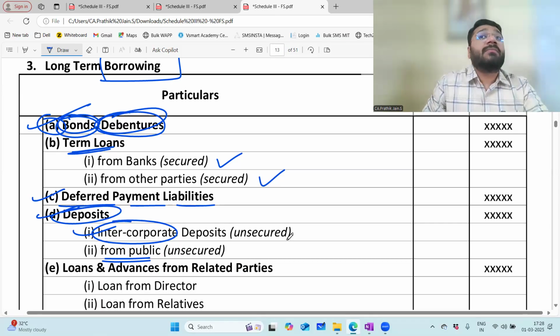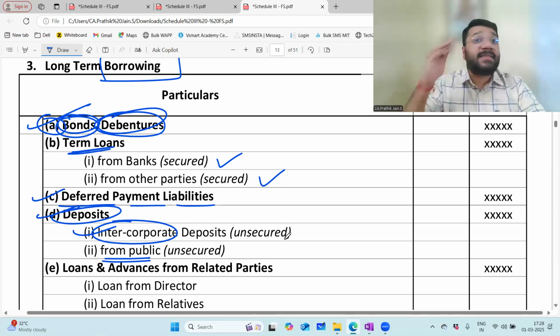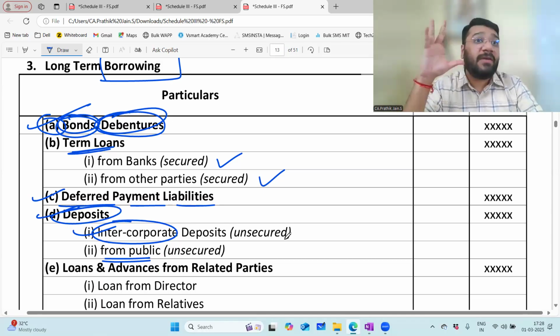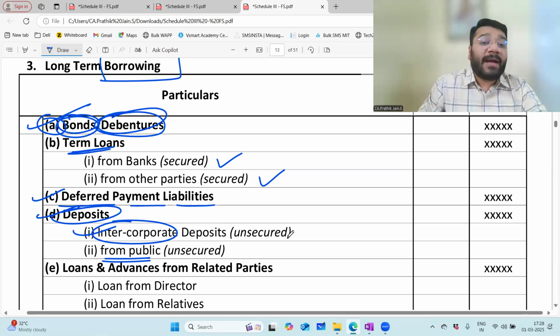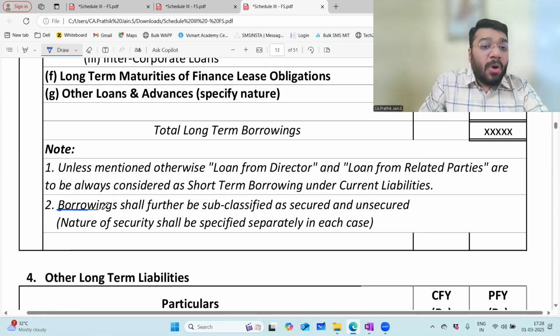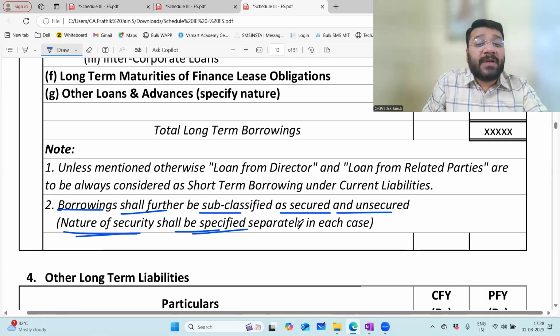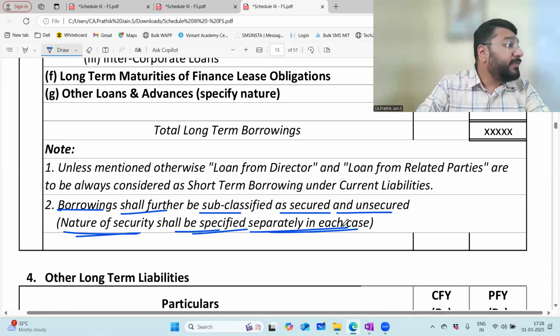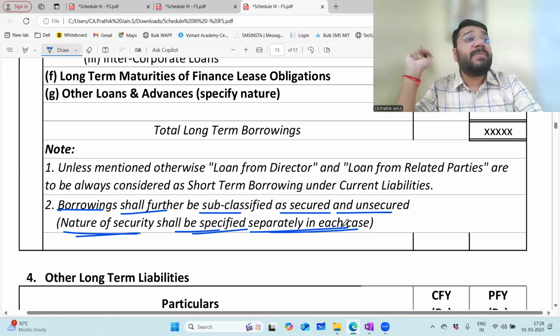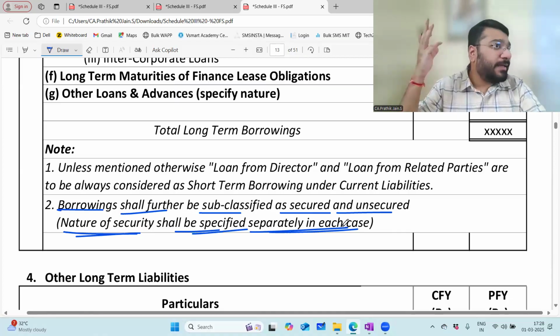Now, if they are secured against something, you have to mention that this is secured against the land. This loan is secured against building. Like that, you have to disclose the security if it is there. If it is unsecured, then in bracket mention it is unsecured. Point is given here: borrowing always shall be further subclassified as secured or unsecured. If it is secured, then what is the type of security that is being given? You should be separately mentioning it. If the loan is secured by the land, then in the bracket you have to mention that this loan is being secured by way of land. Example.